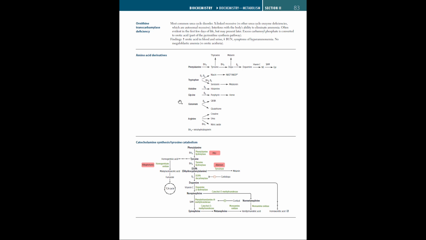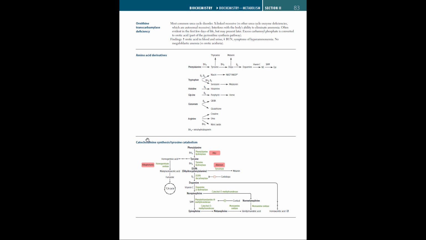Next, we have a diagram depicting the amino acid derivatives, showing us histidine to histamine, glycine to porphyrin and heme, glutamate to GABA and glutathione, arginine to creatine, urea, and nitric oxide, and most importantly, phenylalanine, which converts into tyrosine, then to thyroxine, dopa to melanin, and dopamine to norepinephrine, and SAM to epinephrine.